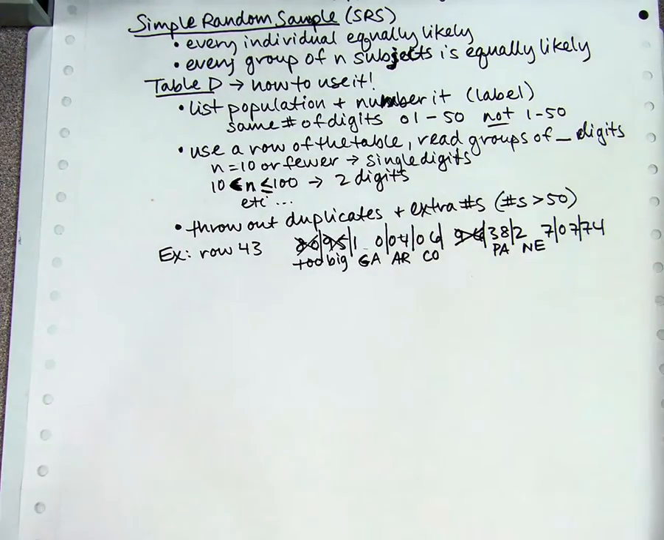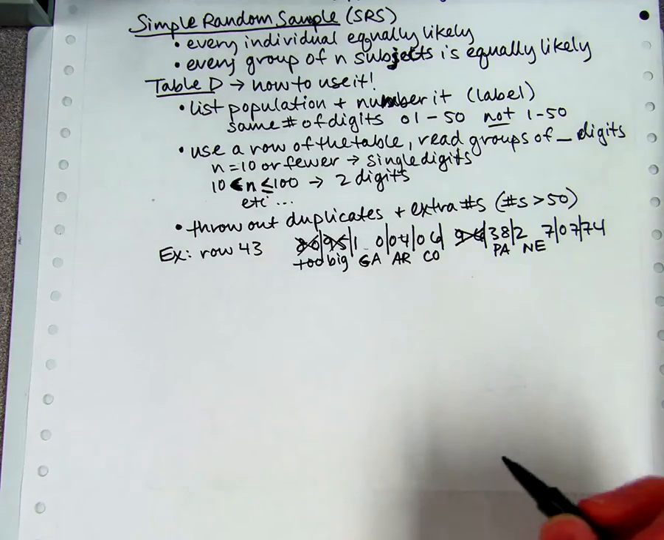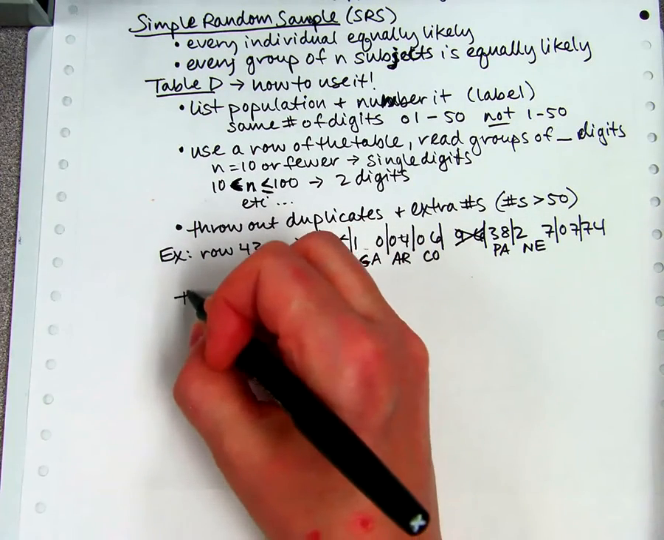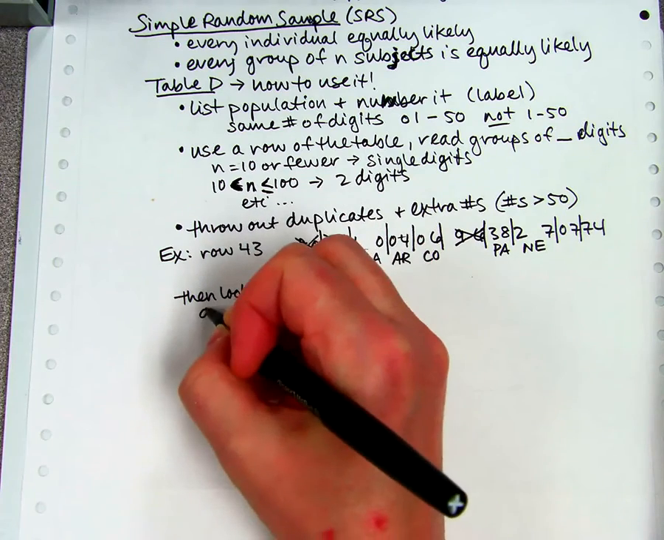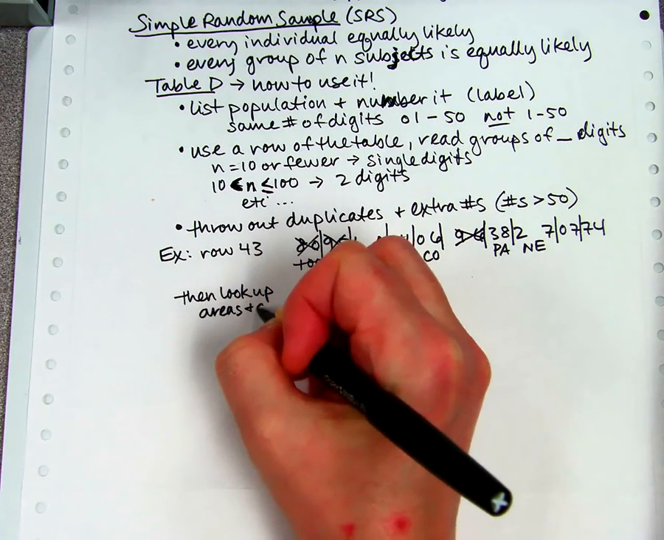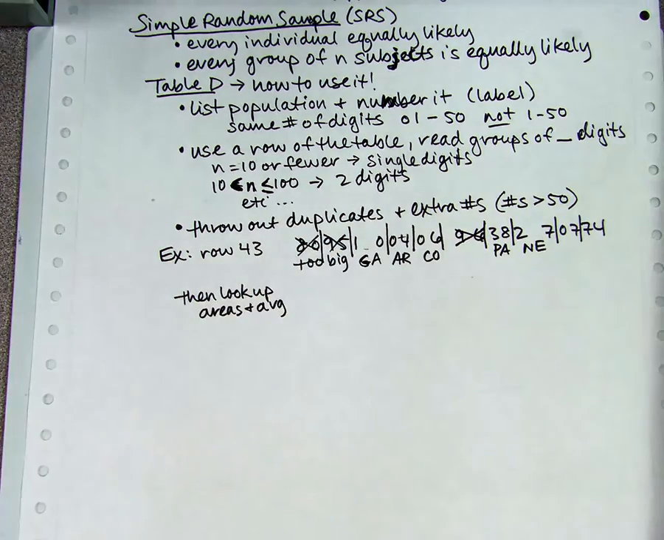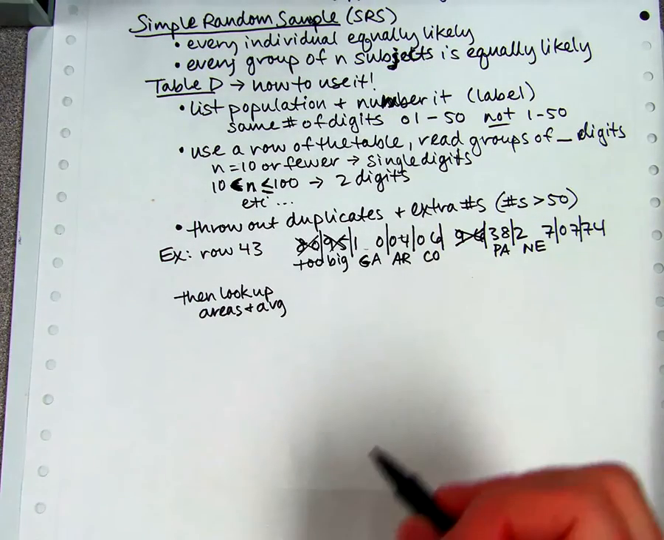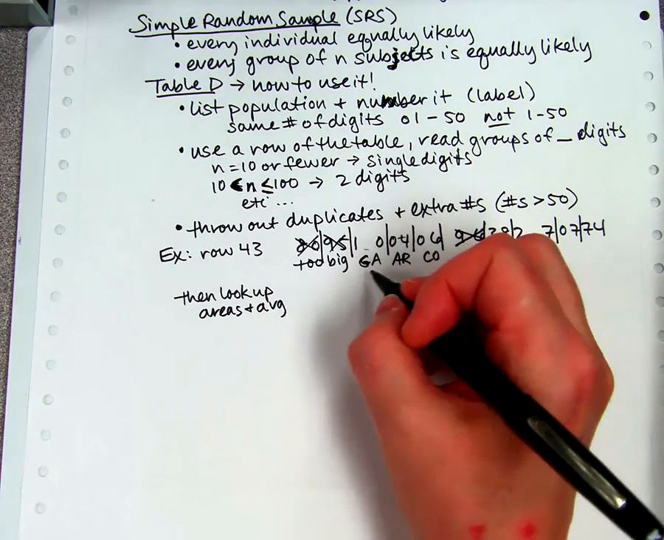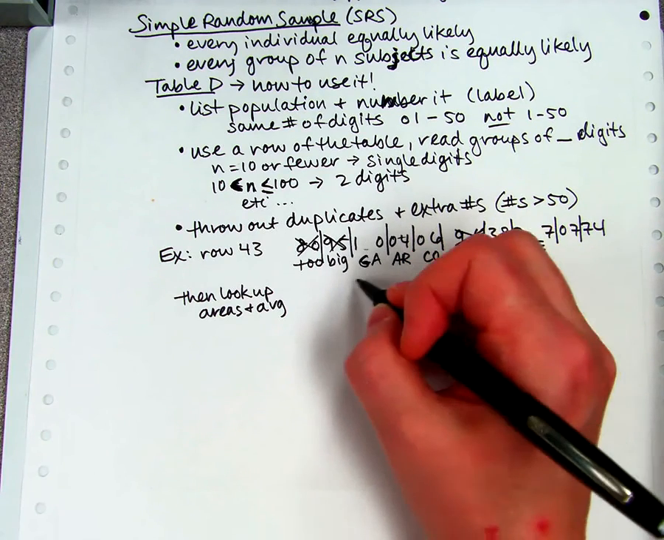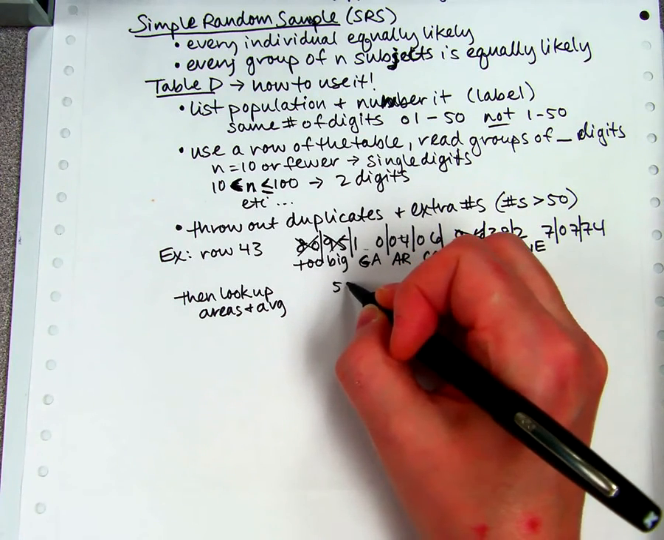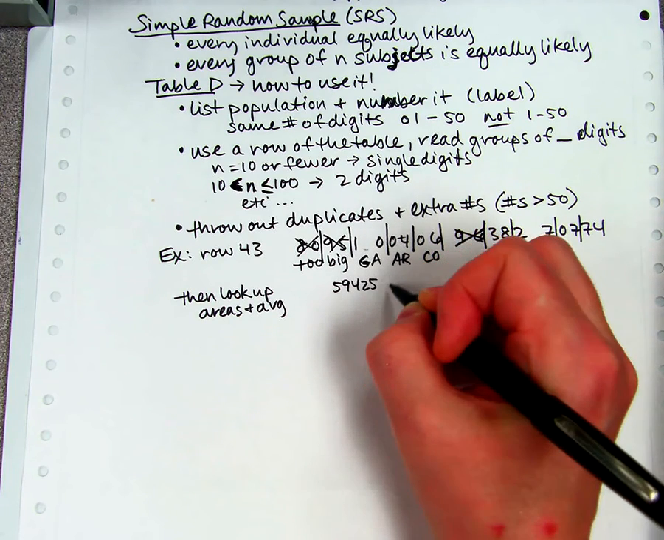So that gives me my 5 states that are in my sample, and then I look up their areas and average them. And this is the same thing that you did in the warm-up to get your 5 states, except you chose them. This time you're not choosing them. So I would take my Georgia is 59425. I'm just reading these off the chart.